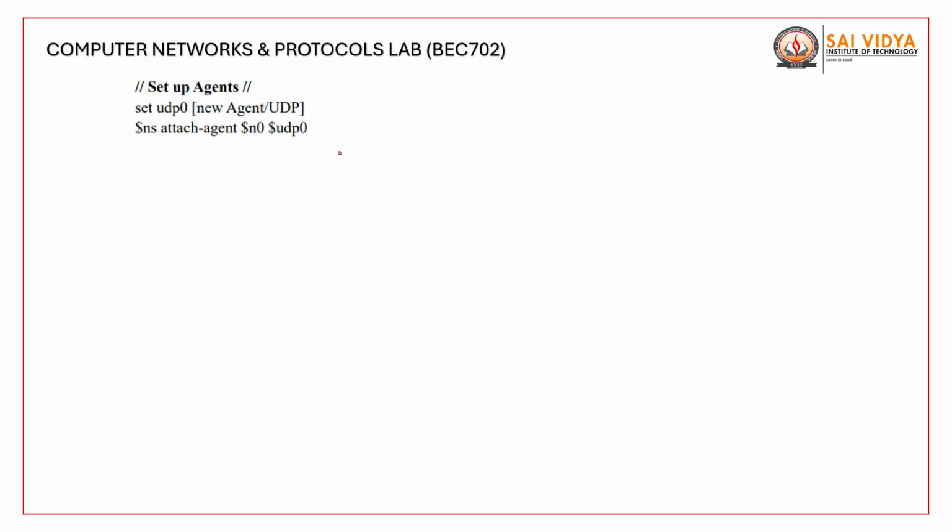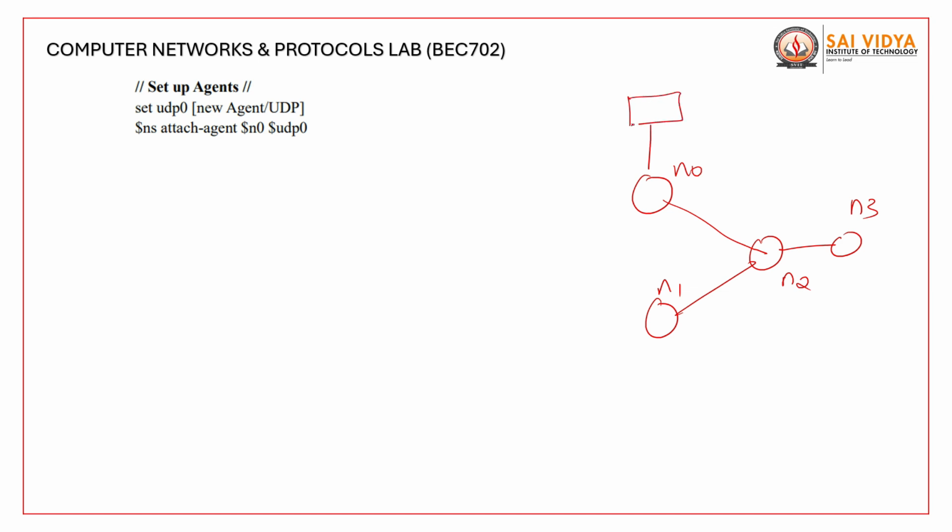And after defining these limits, that is queue limits, you have to define the agent. So here is the scenario. There are 4 nodes. There are 3 links. This is n0, n1, n2 and n3. Now, to this I am going to attach agent UDP0. So in order to attach the UDP0 agent to n0, you have to consider an object udp0 for Agent/UDP.